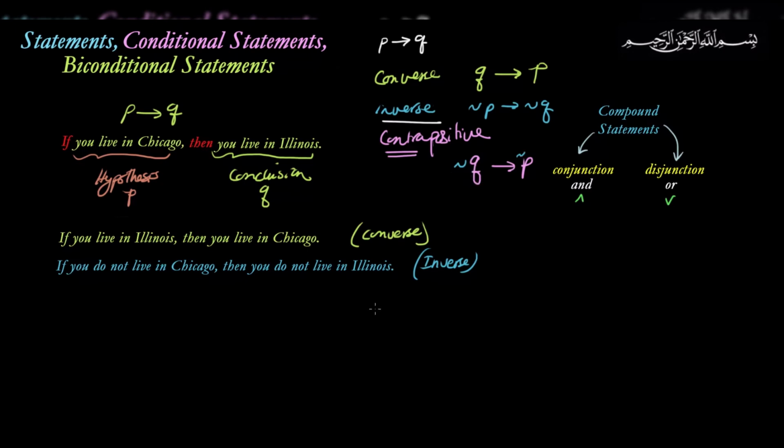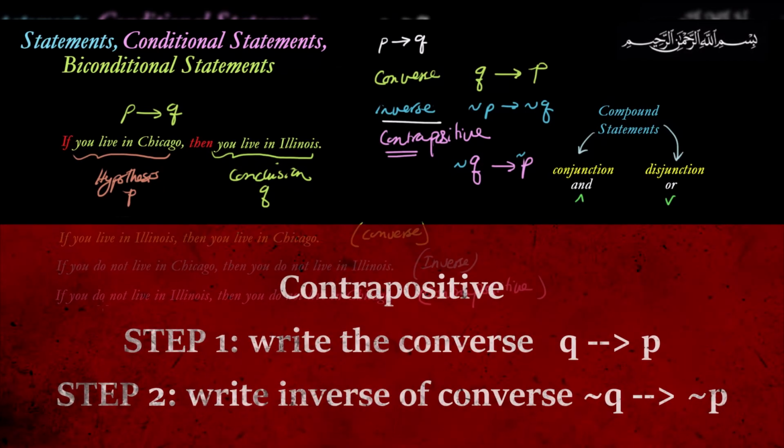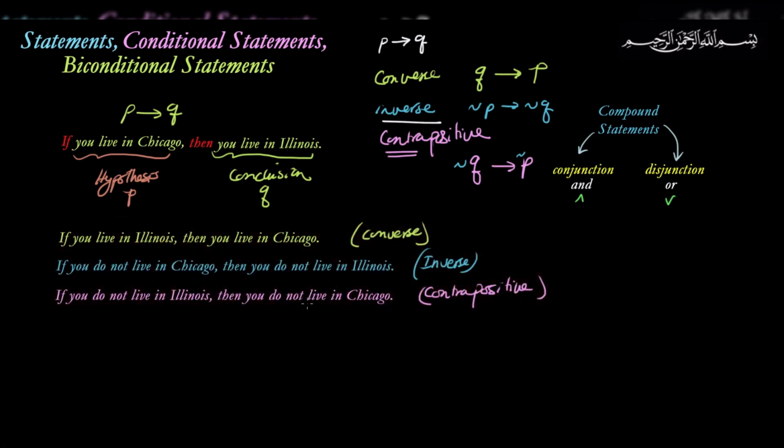So in our example, the contrapositive would be the following. If you do not live in Illinois, then you do not live in Chicago. That's true. If you don't live in Illinois, then definitely you're not going to live in Chicago. So that's the contrapositive. The word positive is kind of confusing, at least for me, because you would think we make it positive, but actually it's the negation of the converse.